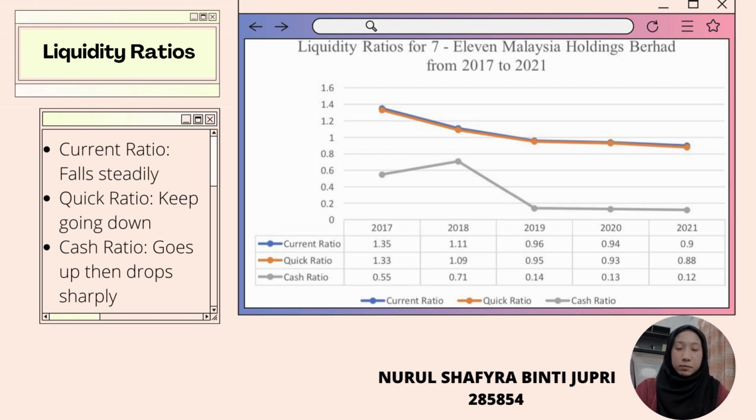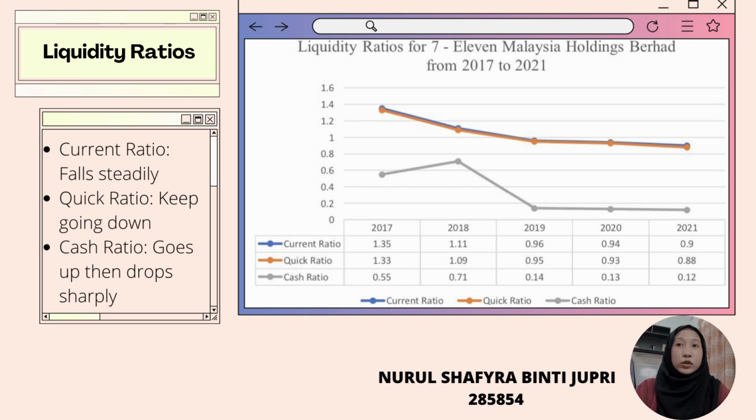So I will be explaining about the liquidity ratio. So let's look into the current ratio. As you can see from the graph, the current ratio falls steadily. Even though the current ratio drops year by year, this does not indicate the company's finance is unhealthy. Maybe some transactions, such as long-term liability, may impact the ratio.